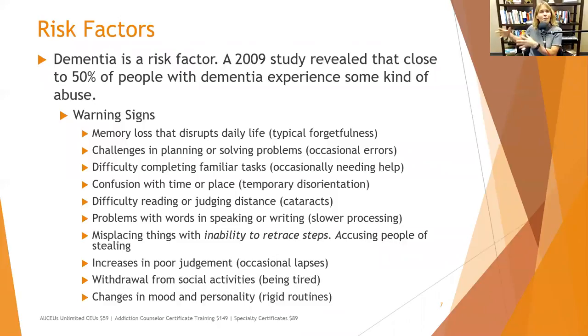But there's also typical forgetfulness. I'm not 60 plus yet, and I forget where I left my keys. I'll forget where I left my shoes. Most of the time I put them away, but occasionally I forget. And that doesn't mean I've got early onset dementia.